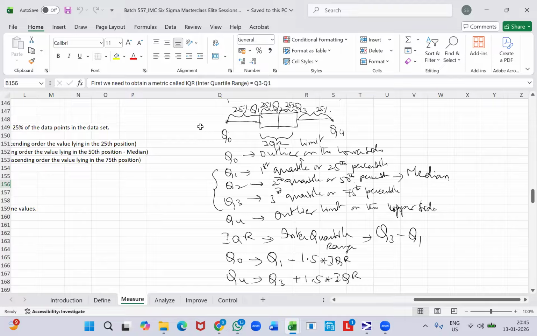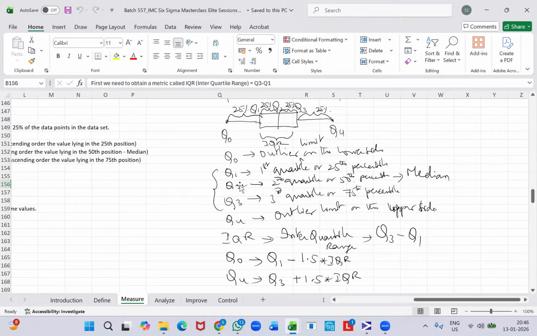Since the data set has been arranged in ascending order from left to right, Q0 will definitely be a value less than Q1. So it will be Q1 minus 1.5 into IQR, where 1.5 is the constant value here. And similarly, Q4 will be a value greater than Q3, and hence Q4 will be Q3 plus 1.5 into IQR.